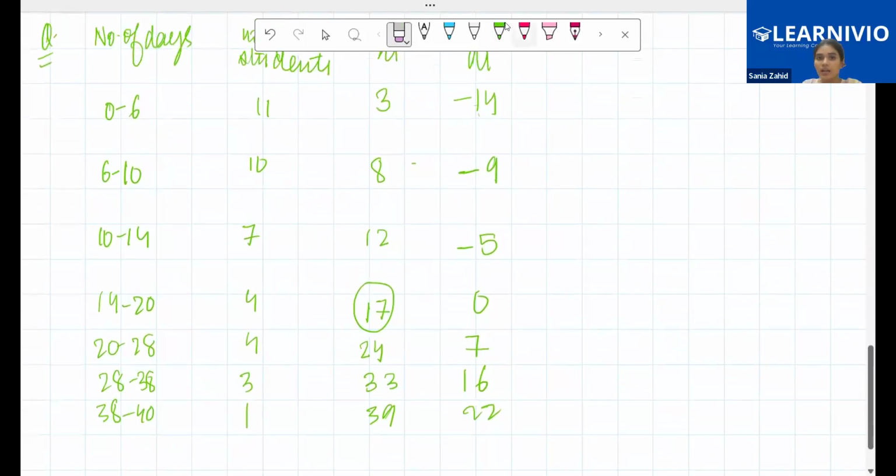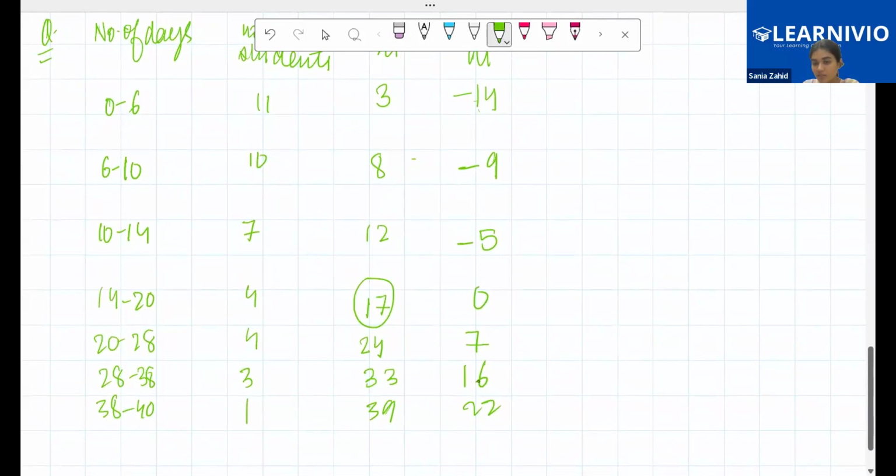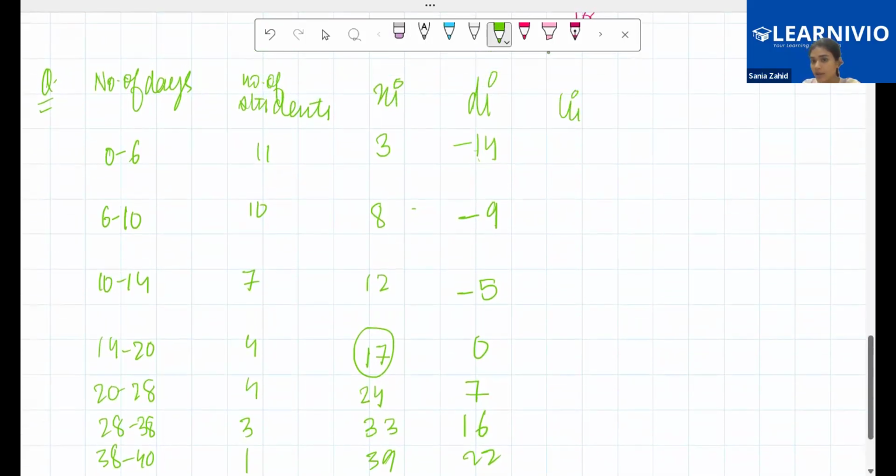Now what you can do, see, we used to follow the step deviation method when this di value used to have a common factor. But you see clearly that 14, 9, 5, 7, 16, 22, all of them are not having any common factor. So do you think the step deviation method is useful over here? What was the step deviation method? We were finding a common factor and dividing by that common factor to reduce it to ui. You remember that? We were making one more column ui, the common factor of di, and then you divide all the values to get ui. But here they don't have a common factor.